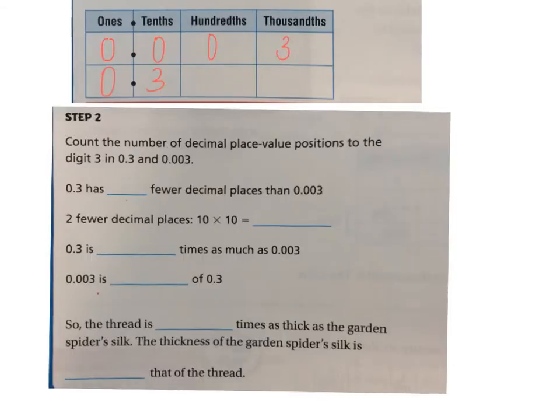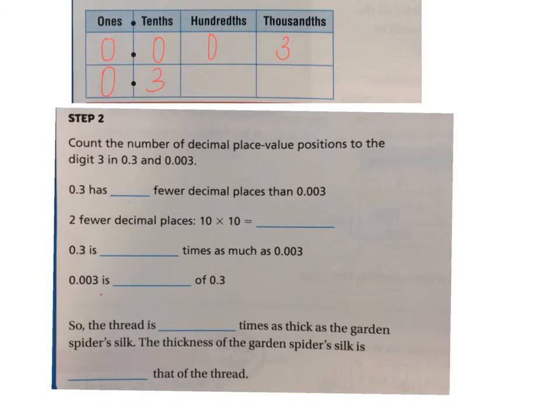Okay? It says count the number of decimal place values to the digit 3 in 0.3 and 0.003. 3 tenths has how many fewer decimal places than 3 thousandths? Lots of you are showing me 2 with your hands. Okay, it has 2 fewer decimal places. So that means if I moved it over here, how many times smaller would it be?